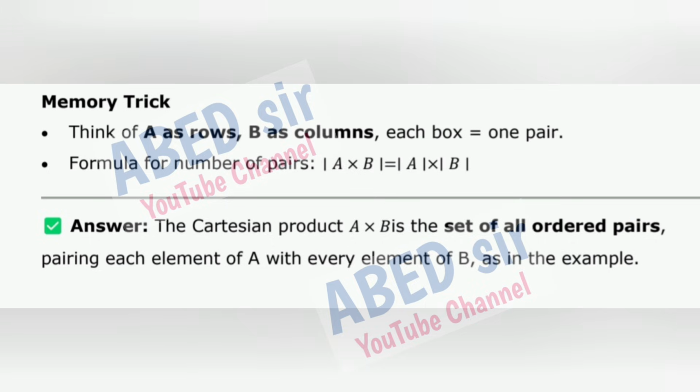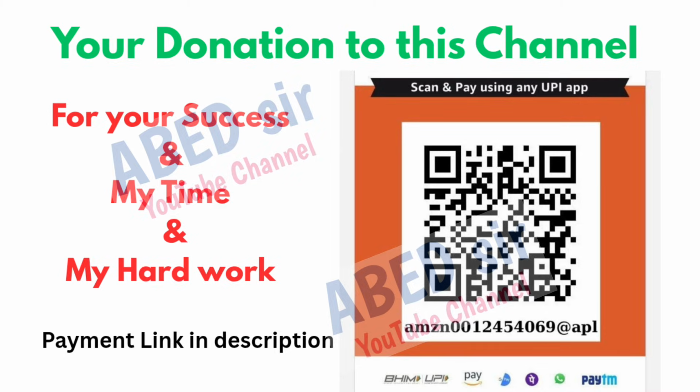Answer. The Cartesian product A × B is the set of all ordered pairs, pairing each element of A with every element of B, as in the example. Next, Unit 2. Long questions.